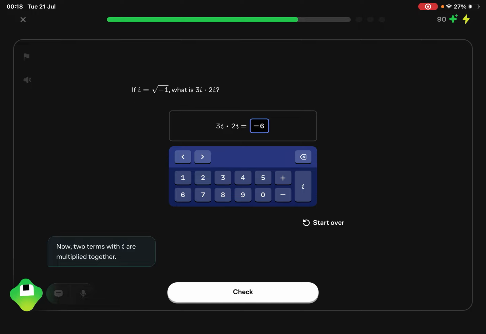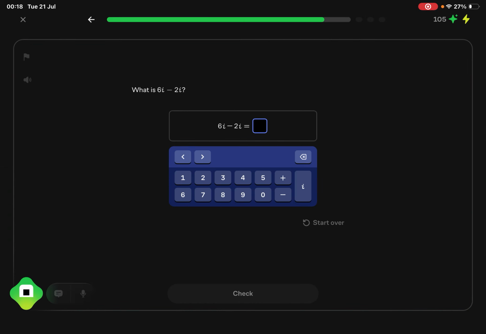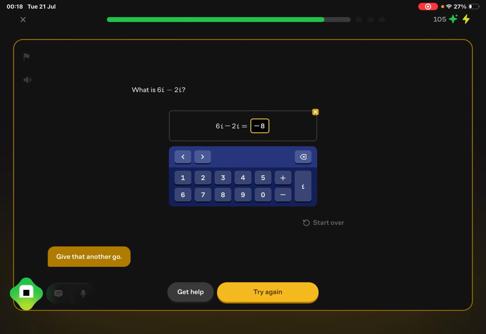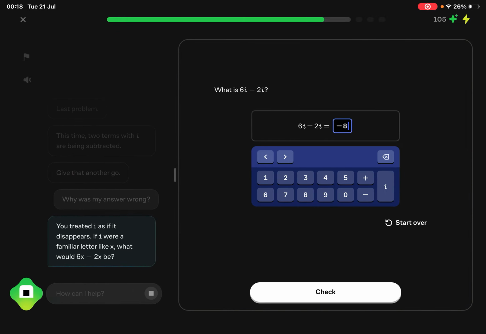Perfect. Last problem. This time, two terms with i are being subtracted. Give that another go. You treated i as if it disappears.